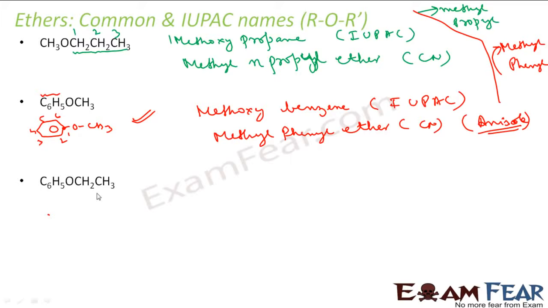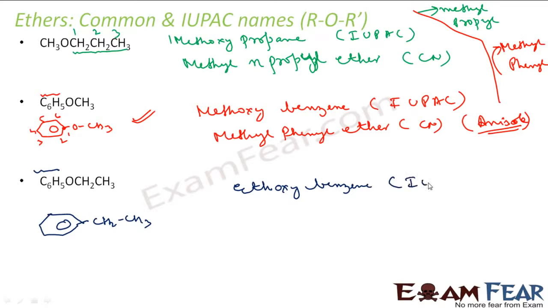Now, again I have a benzene ring, but in this case, ethyl group is attached instead of methyl group. This is again a benzene ring, where I have ethyl group attached. Again, this is my primary here. So let's start with the IUPAC name. I have an ethoxy group on the benzene. So it is ethoxybenzene. Pretty simple. Ethoxybenzene is the IUPAC name.